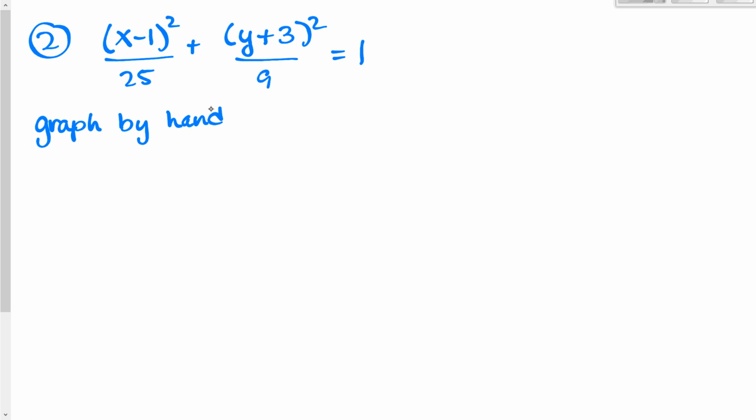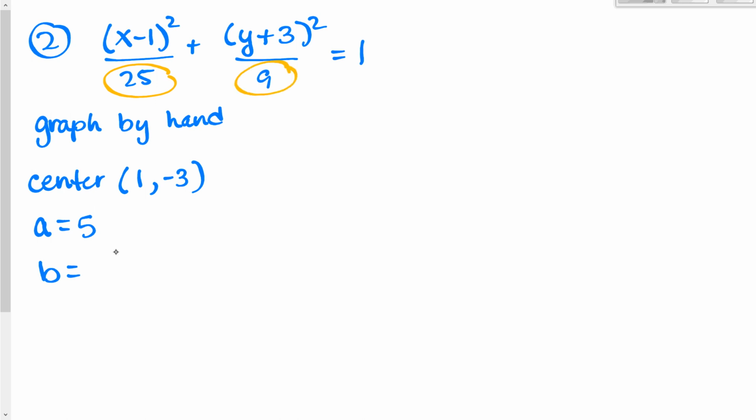So, what's the center? What's h? What's k? h is 1, k is negative 3. The center is (1, negative 3). What's the value of a? Well, a squared is 25, so a is 5. What's the value of b? Well, b squared is 9, so b is 3. This time a is bigger than b, so it's going to be wider than it is tall. So let's go ahead and sketch that.